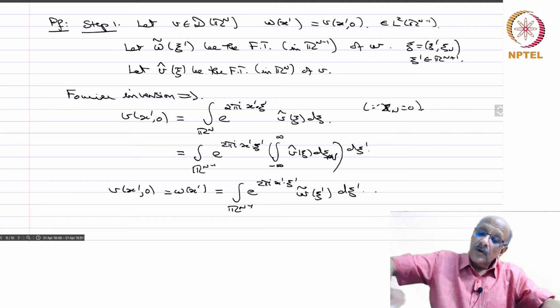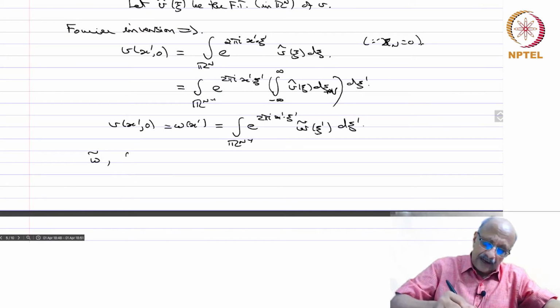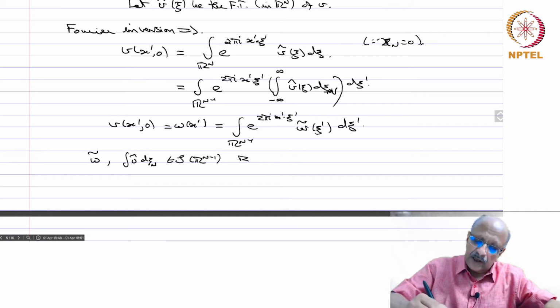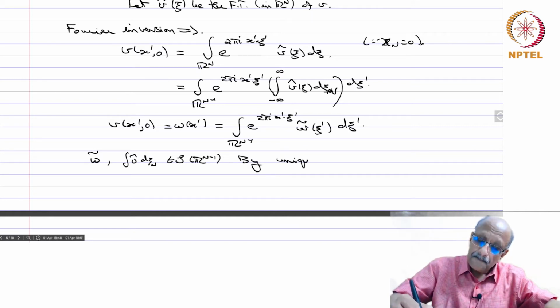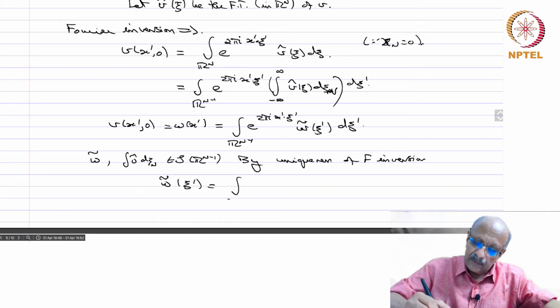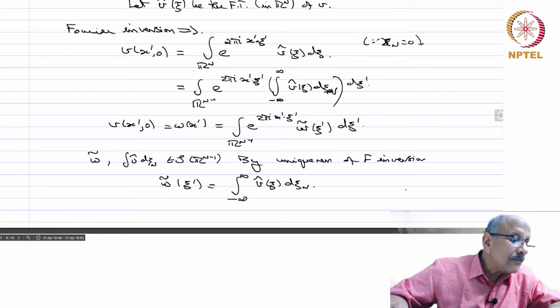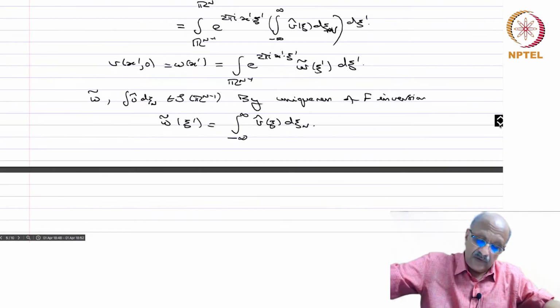Okay, so now W tilde and the integral of V hat d xi n both belong to S of Rn minus 1. This is a very easy thing to check, and therefore by uniqueness of Fourier inversion, we have that W tilde xi dash is nothing but the integral from minus infinity to infinity of V hat xi d xi n. Okay, so that is the first step where we have related the two.